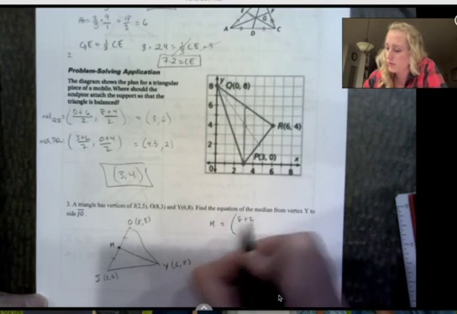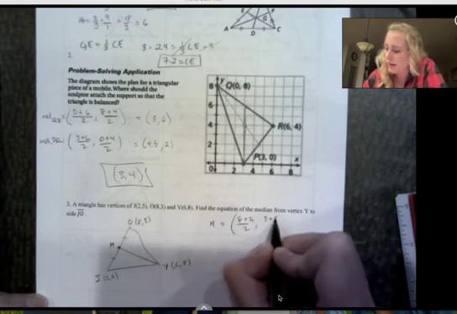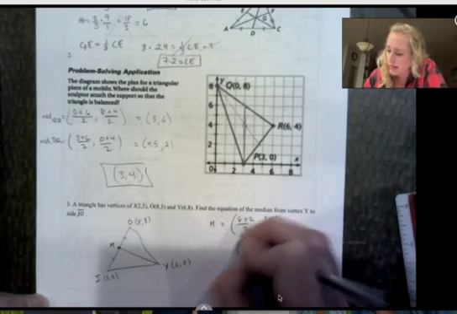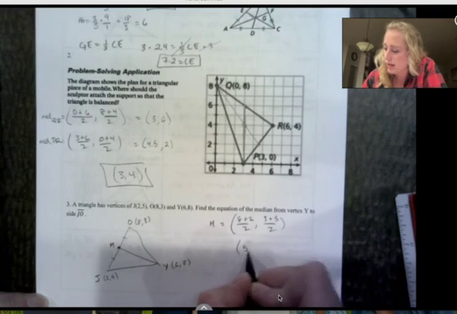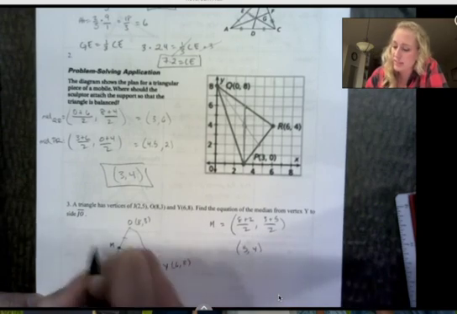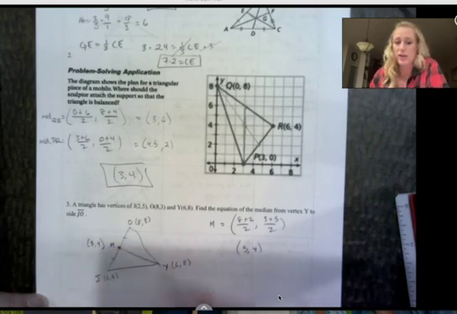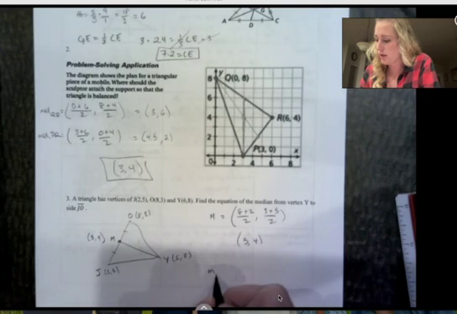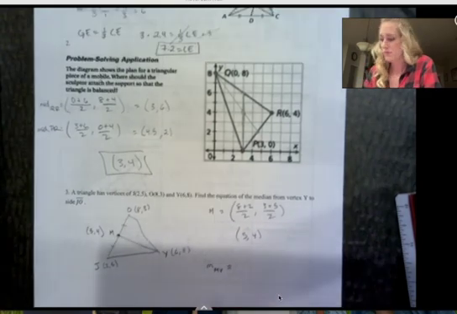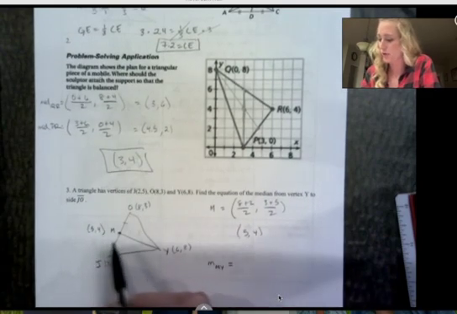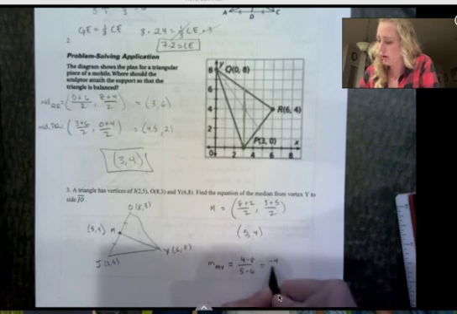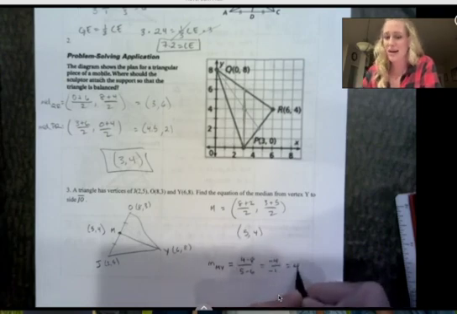Okay, so M uses the midpoint formula. So 8 plus 2 divided by 2, 3 plus 5 divided by 2, which gives us 10 over 2, which is 5, and 8 over 2, which is 4. So that means this midpoint has coordinates 5, 4. Okay, so now the slope of MY, so y2 minus y1, so I'm going to do 4 minus 8 over 5 minus 6, which is negative 4 over negative 1, which gives us a positive 4.